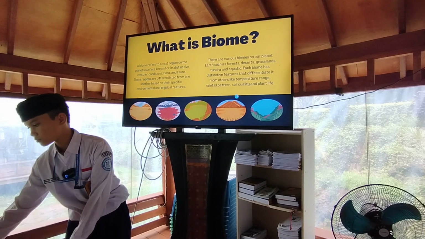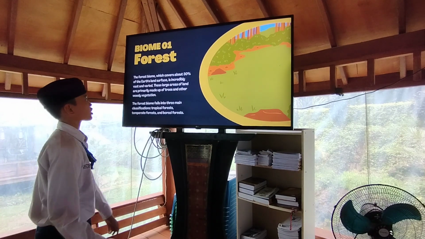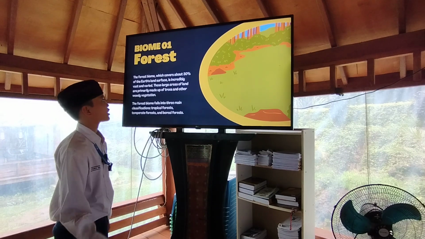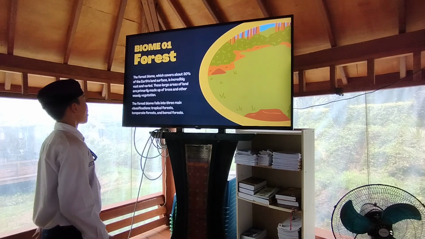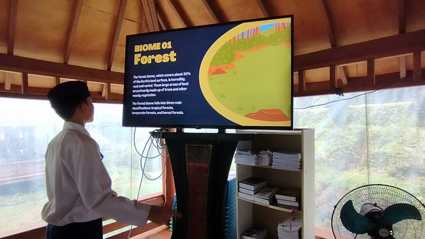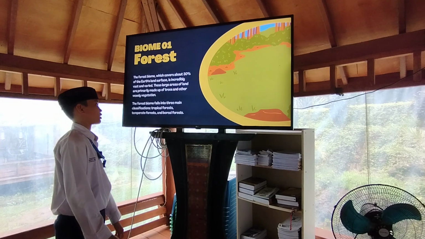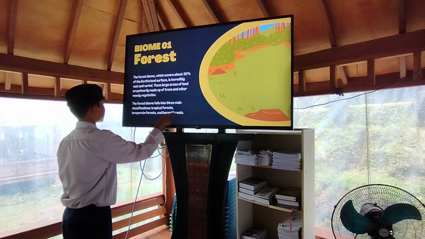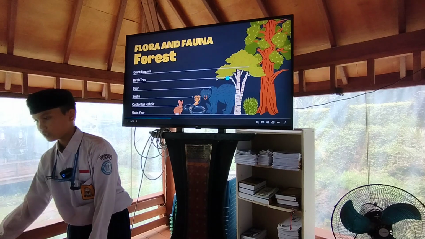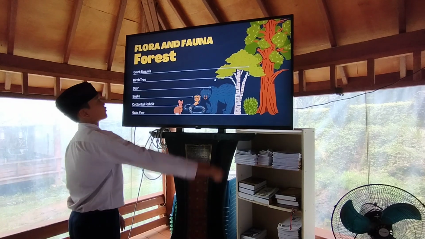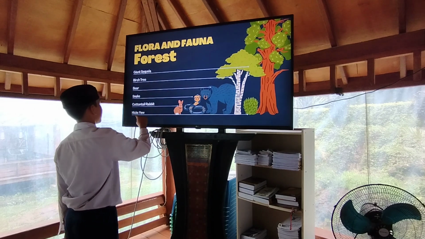Okay, next. The first biome is the forest. The forest biome, which covers about 30% of the Earth's land surface, is incredibly vast and varied. These large areas of land are primarily made up of trees and other woody vegetation. The forest biome falls into three main classifications: tropical forest, temperate forest, and boreal forest. Flora and fauna of the forest: first, there is the giant cicada, birch tree, bear, snake, and continental rabbit.